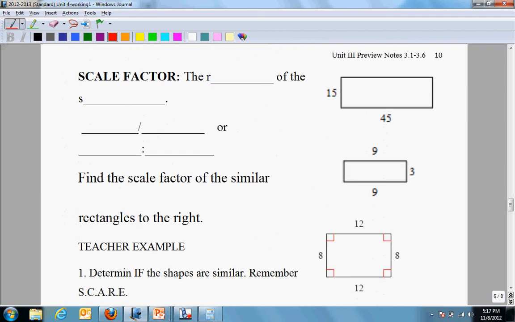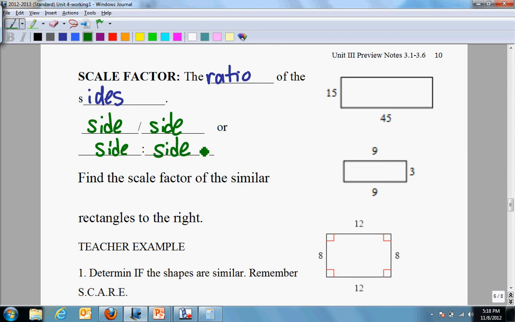Scale factor. Scale factor is the ratio of the sides of similar shapes. The ratio of the sides. When we see the term scale factor, it means side over side. So one side divided by the other side. Side over side, or side to side with a colon.